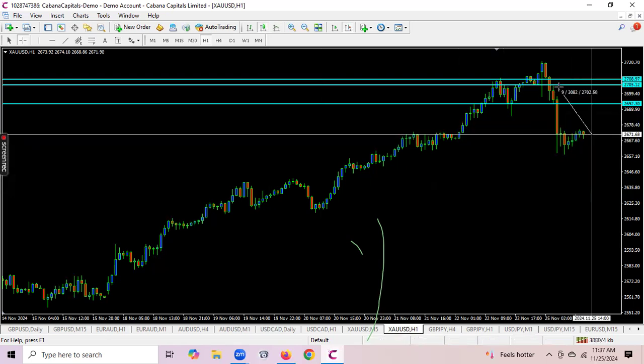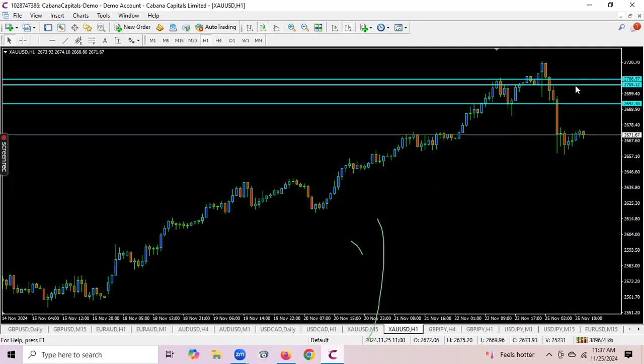If you are selling from this point, your stop loss will be at this previous high. This is about 500 pips. The risk is too high. So patiently wait for price to pull back to this zone before you sell gold. That's my take on gold today. Before the week ends, gold is likely going to buy. If you're considering selling, sell gold between today and tomorrow.